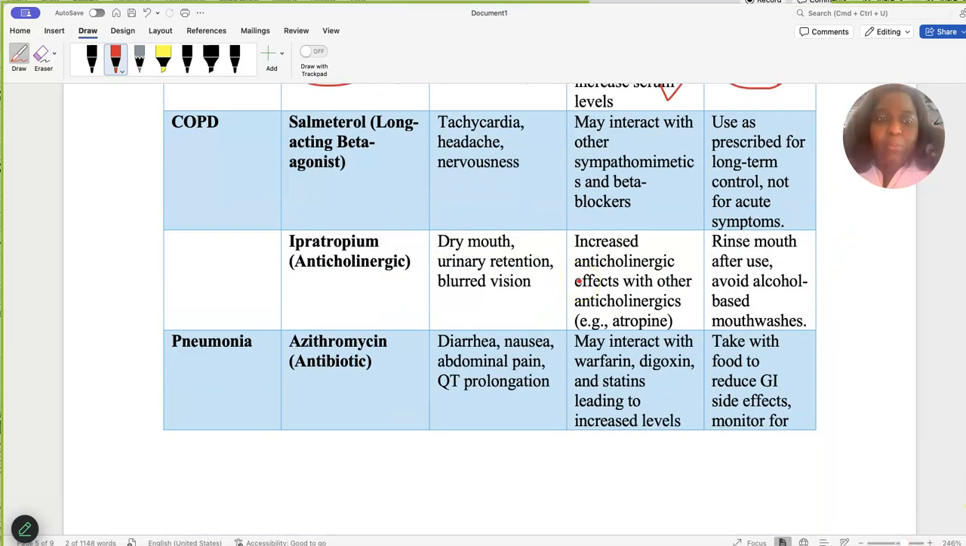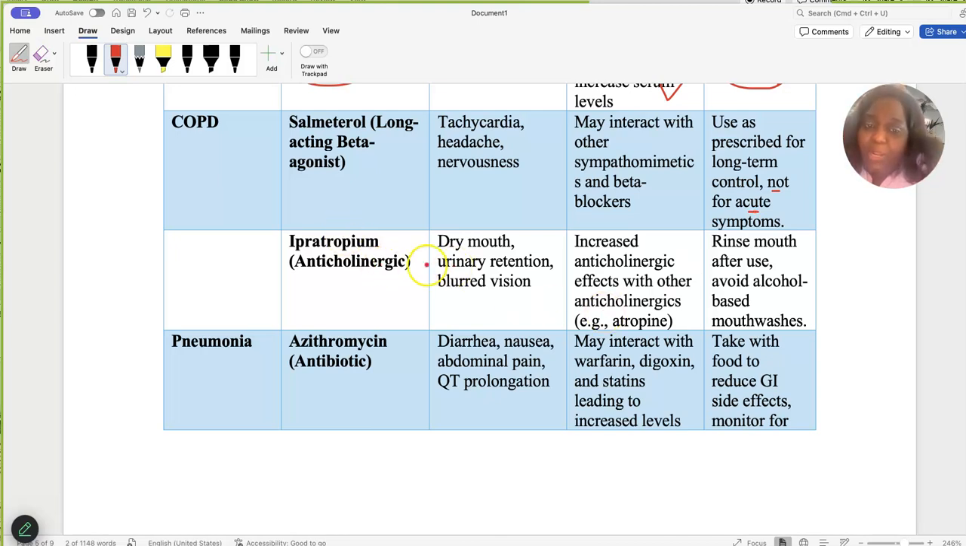Now let's talk about COPD. For COPD, we can use salmeterol. We can use ipratropium. Salmeterol happens to be what? A LABA. What is a LABA? LABA means long-acting beta agonist. And what can we see as a side effect? Tachycardia, headache, nervousness. And of course, what is the interaction that we may encounter here? It may interact with other sympathomimetics, and beta blockers. So you're going to use it as prescribed for long-term control, not for acute symptoms, for long-term control.